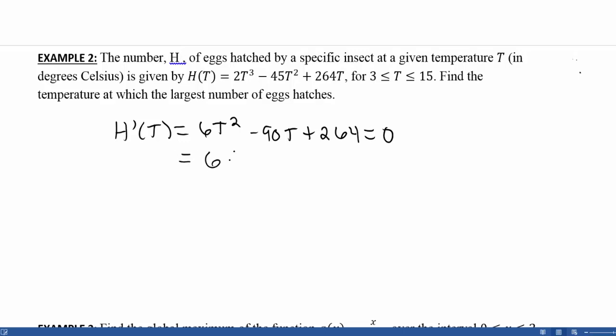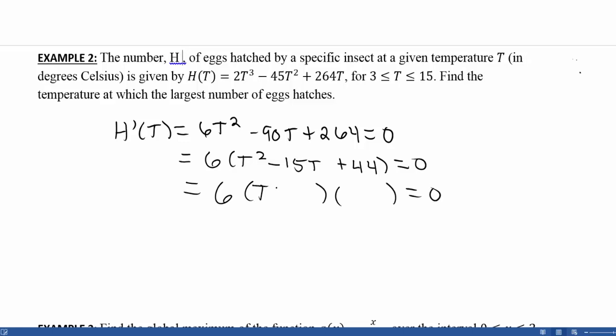So if I factor out a 6, I'm left with t squared minus 15t plus 44 equals 0. And if I factor that one more time here, I'm going to get t minus 11, t minus 4. If you're not comfortable with factoring this way, you are welcome to use the quadratic formula to find the roots.